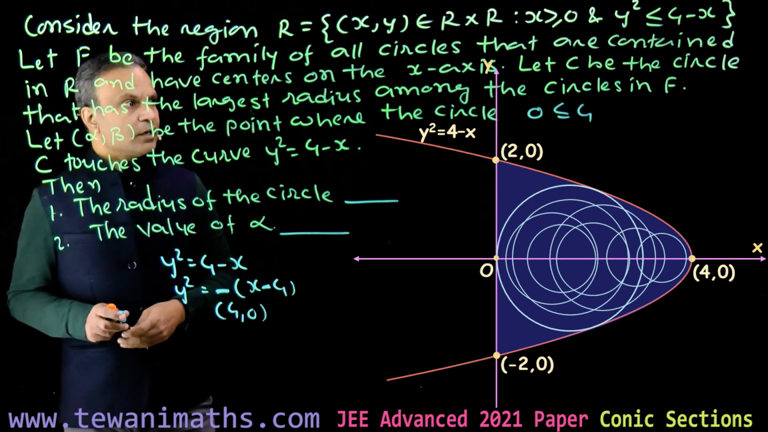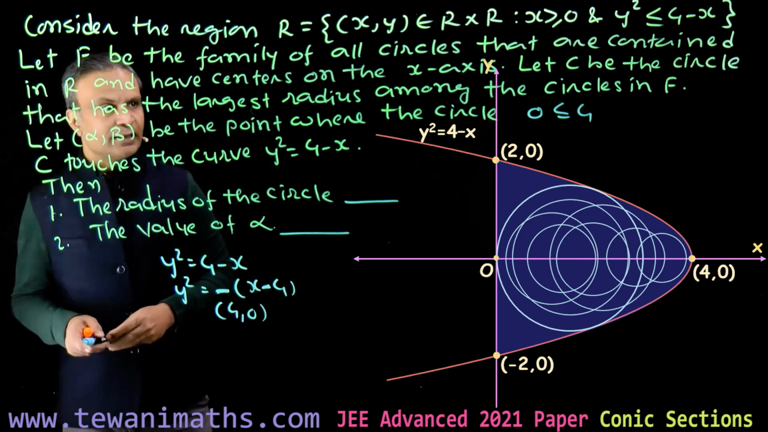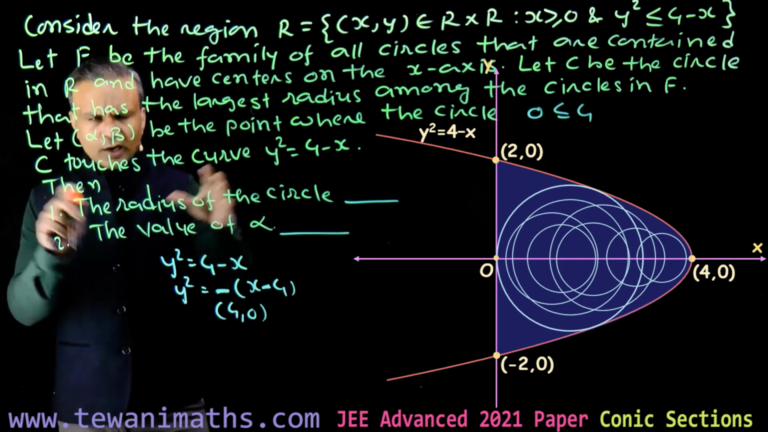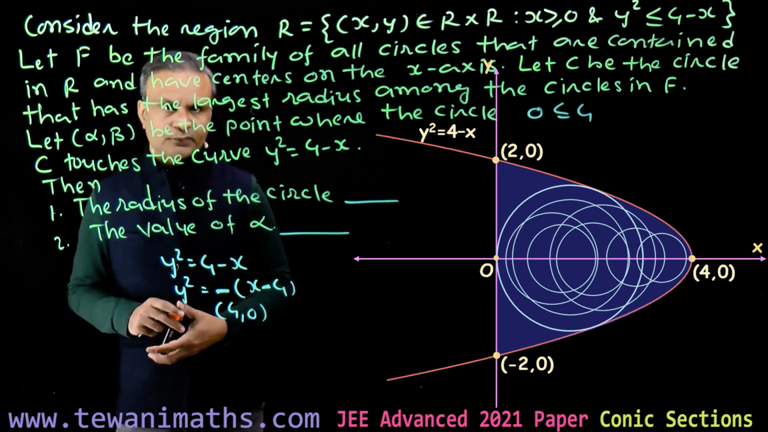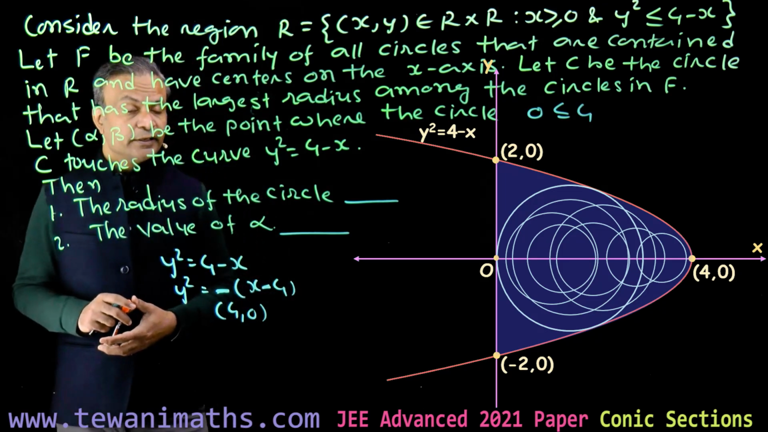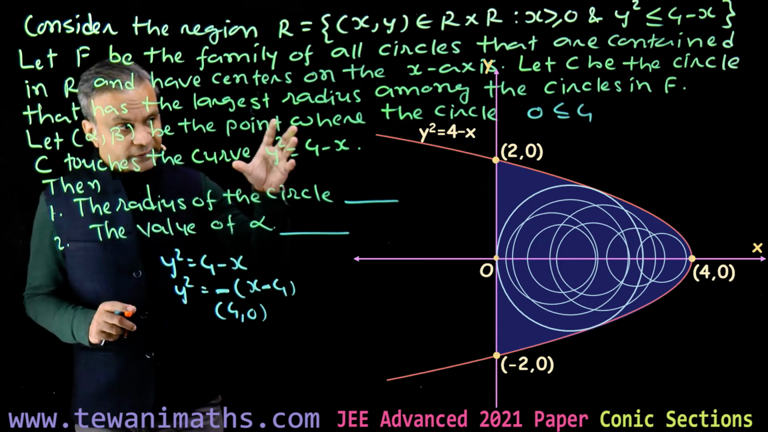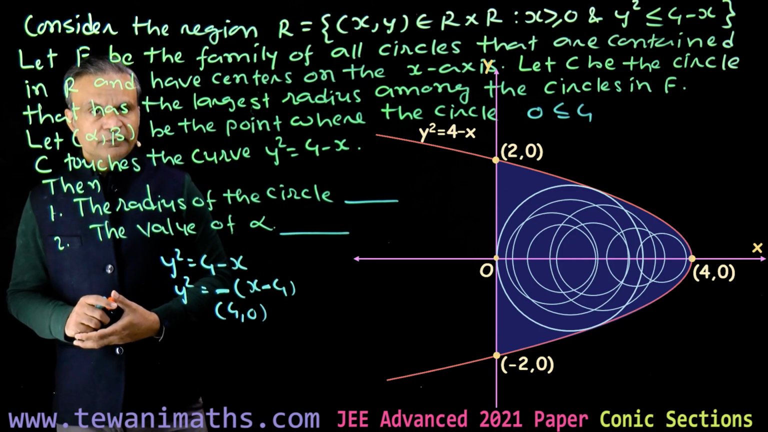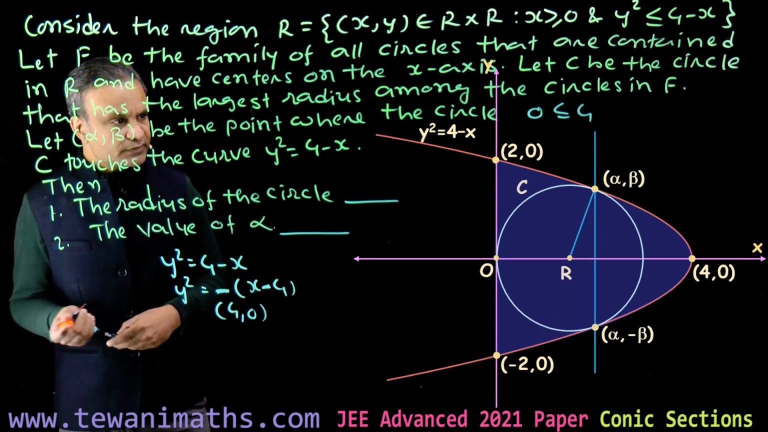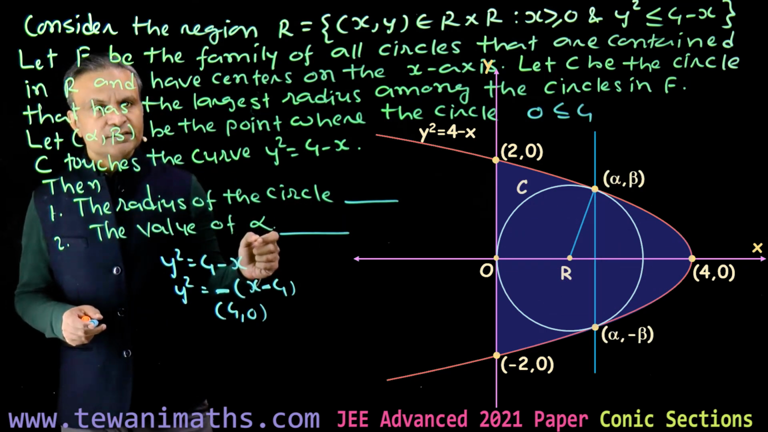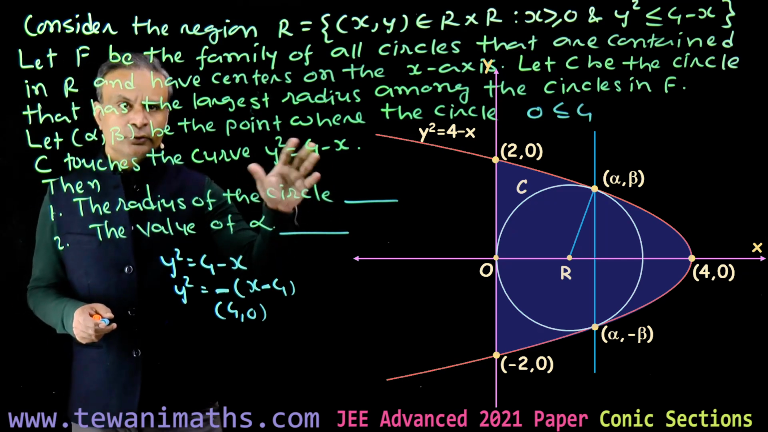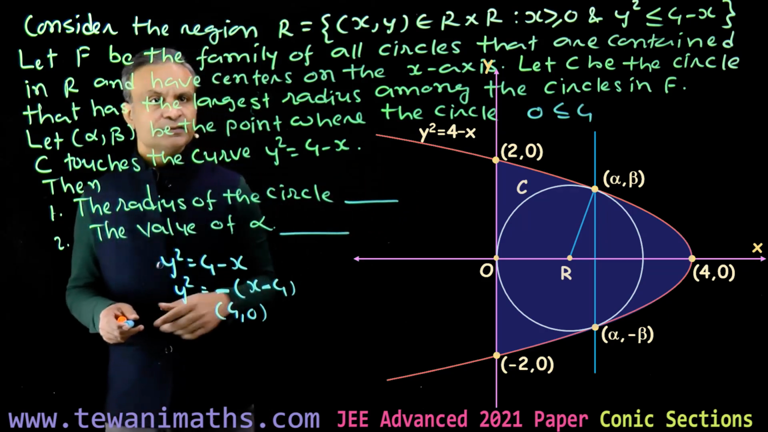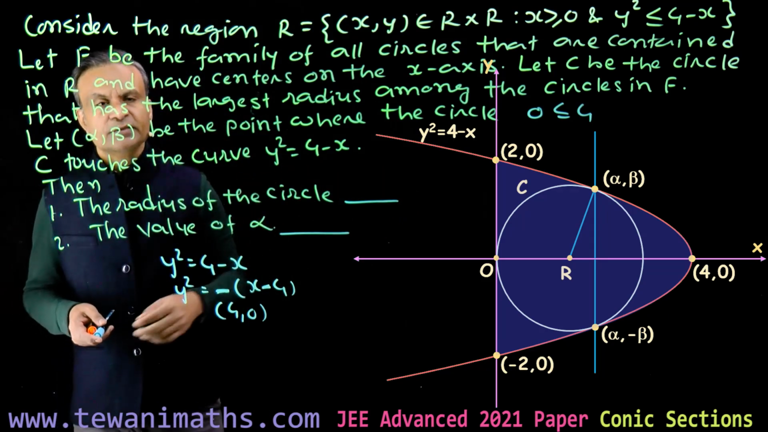Okay, now C be the circle that has the largest radius among the circles in F. Then how will the circle C be? The circle whose radius is largest and which is in this region, whose center is on the x-axis. Definitely it will be this circle which touches the y-axis and the parabola on two sides. Okay, this is the largest circle. This is circle C. Let's find its equation.